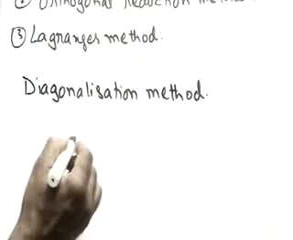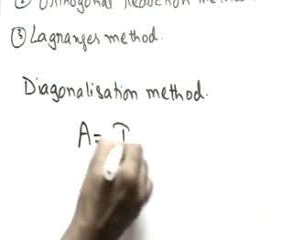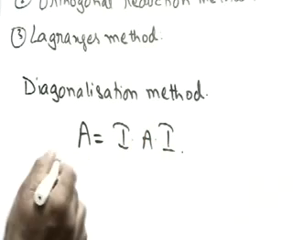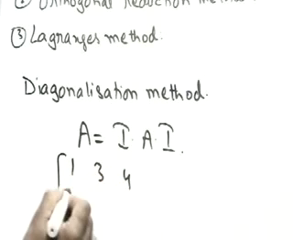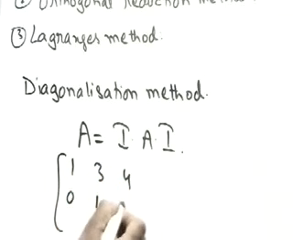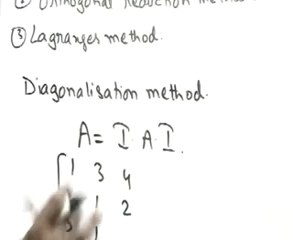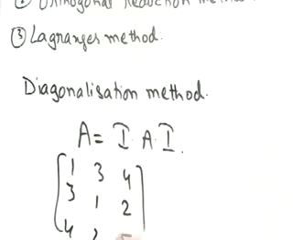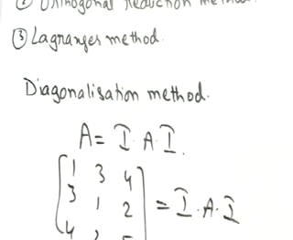The method is, I will explain before going to the question. We suppose A equals I into A into I. Suppose we have a 3 by 3 matrix, for instance 1, 3, 4, 0, 1, 2, 3, 1, and the same values 4, 4, 2, 5. Here A equals I into A into I.